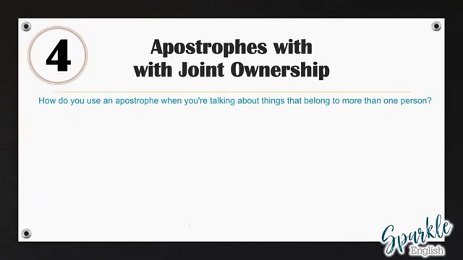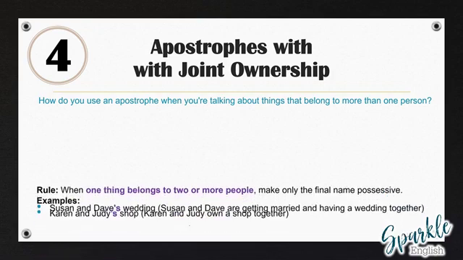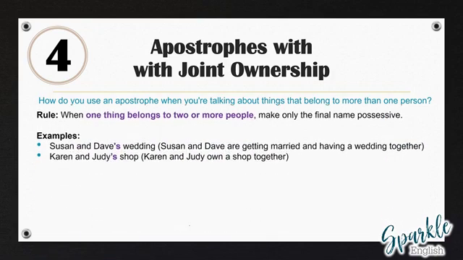Okay, the next one we're going to do is apostrophes with joint ownership. How do you use an apostrophe when you're talking about things that belong to more than one person? So the rule is, when one thing belongs to 2 or more people, make only the final name possessive. So let's do an example. Susan and Dave's wedding. This means that Susan and Dave are getting married and they're having a wedding together. There's just one wedding for both Susan and Dave. It's their wedding. One wedding.